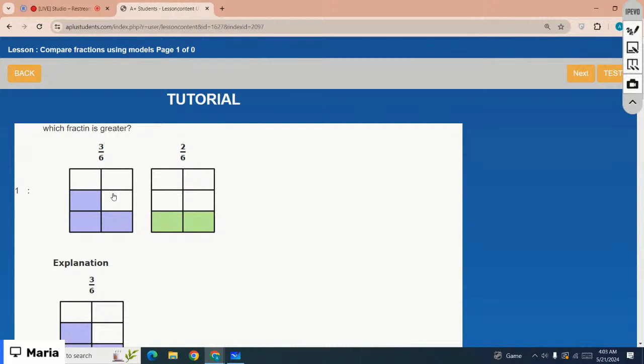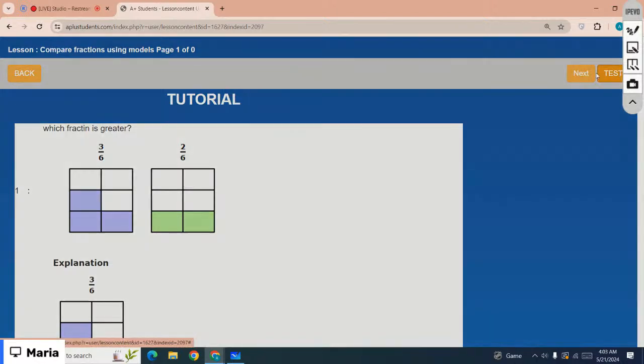So you have to see which one is greater. How do we see? They both have exactly six portions. The one that has more portions colored is the greater. So you can see 3/6 has more portions colored. That means 3 by 6 is greater than 2 by 6, right? The correct option is 3 by 6 because 3 by 6 has more portions colored than 2 by 6, right?